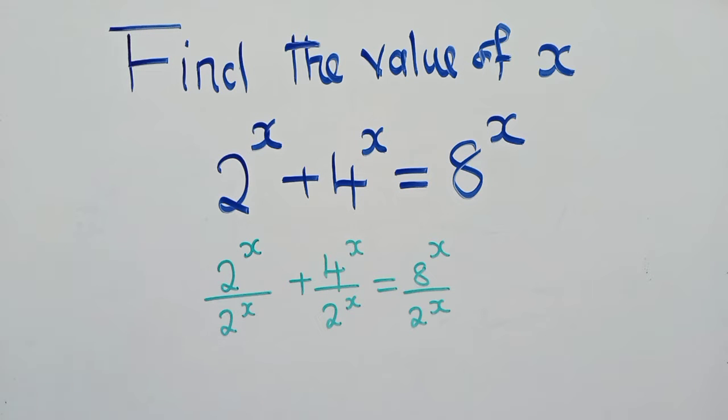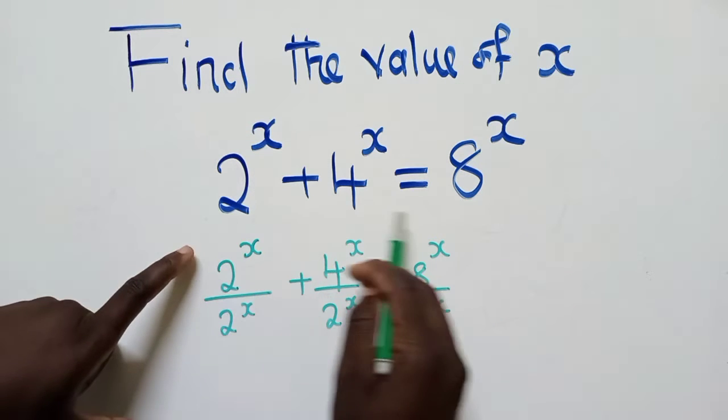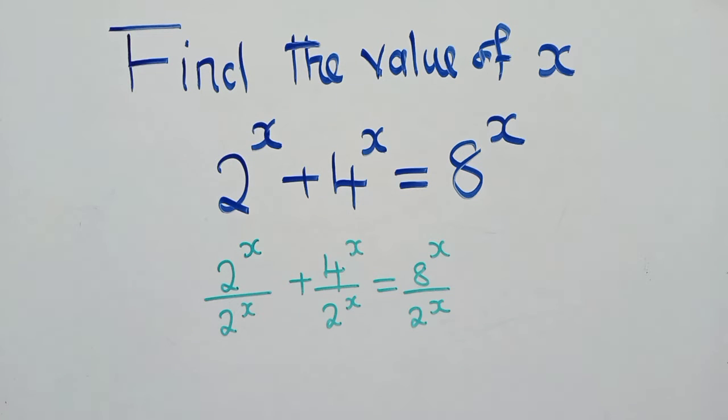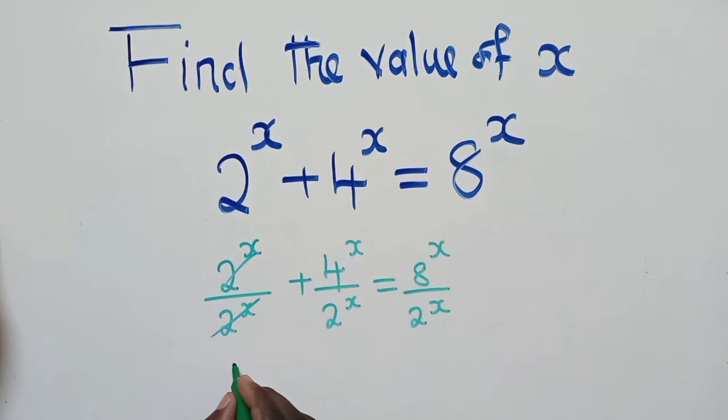It's very important that you work with a smaller number. You divide throughout by the smaller number. So now, of course, this and this will cancel. We shall remain with a 1, plus, here we shall remain with 2^x, which is equal to 4^x. I will explain about this. You should not be worried.